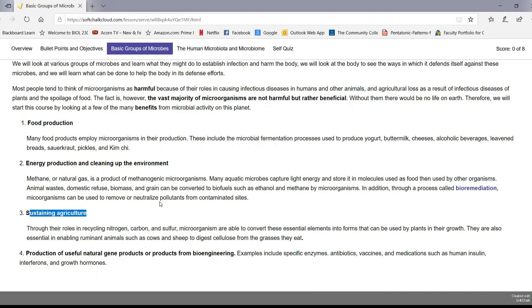When living organisms die, they're recycled by microorganisms to recycle the nitrogen, the carbon, the sulfur, and all the other nutrients found in living organisms. And these can be used then by plants for their growth, and plants can be used to feed animals. So they are important in agriculture.